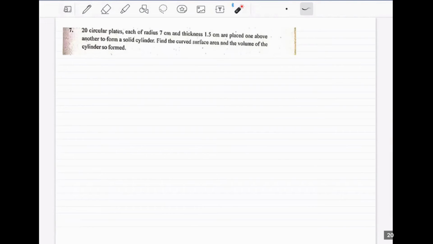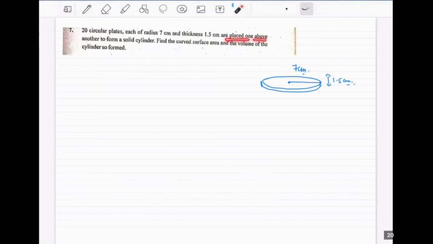So here it says 20 circular plates, each of radius 7 centimeter and thickness 1.5 centimeter. We have got a circular plate right here. It has a certain thickness. How much is the thickness? The thickness is 1.5 centimeter. And how much is the radius of the circular plate? The radius is 7 centimeter. And how many plates are there? There are 20 circular plates.